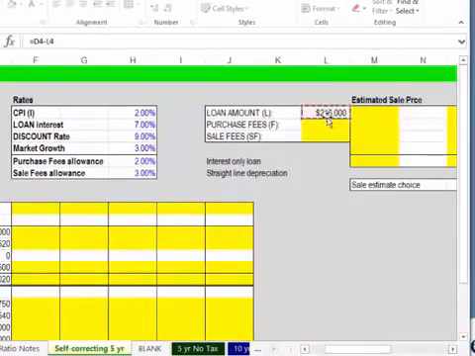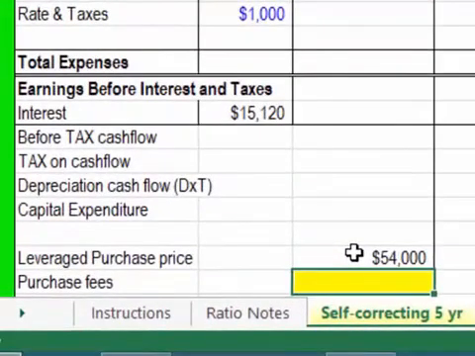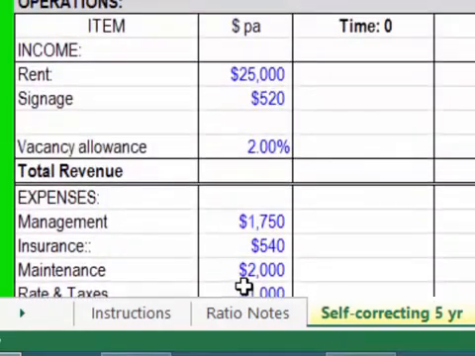It's going to pay $216,000, and so that means that I'm only out of pocket by $54,000. However, I also have to pay certain fees to acquire the property, largely legal fees for purchase. For sale, that will also include real estate agent fees in most cases.